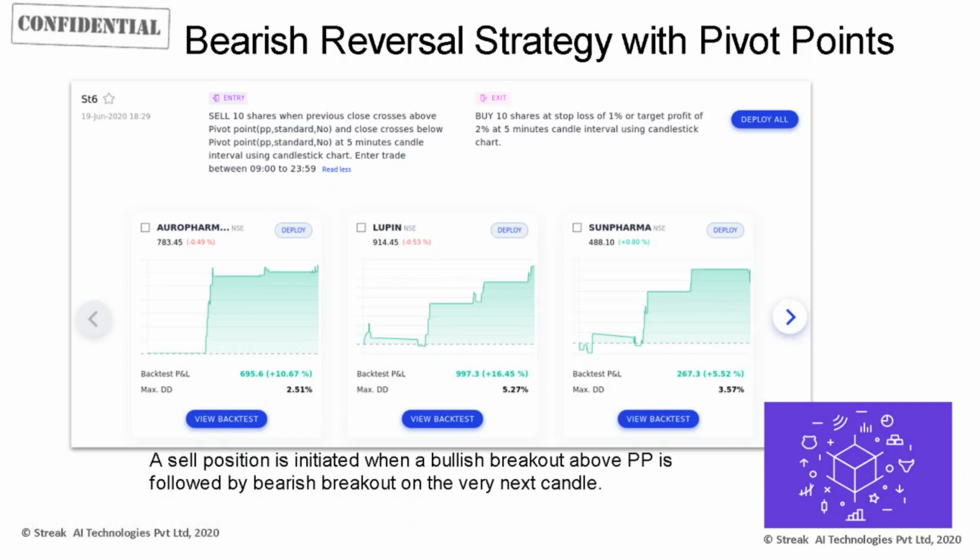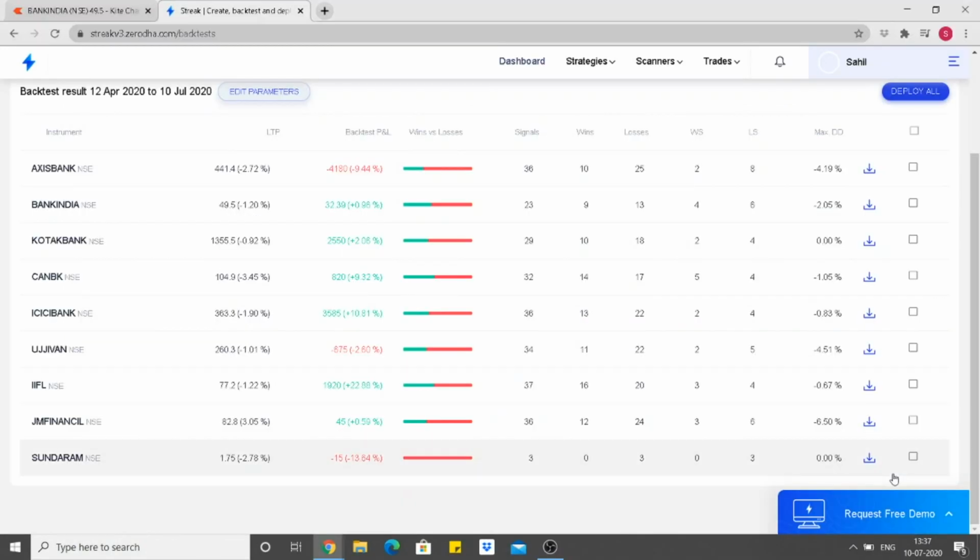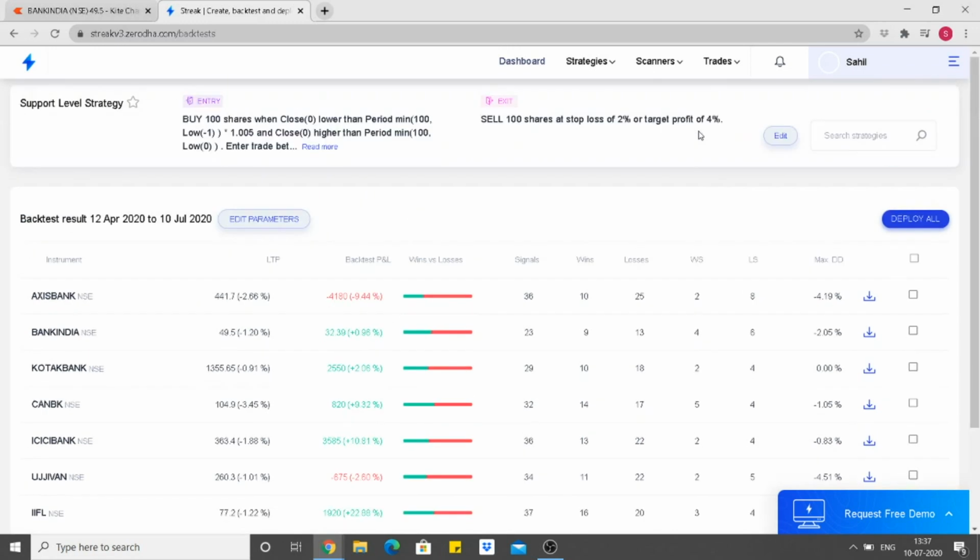So according to this strategy, a sell position is initiated when a candle breaks out above the main pivot point level, and immediately after that, the next candle breaks down below the pivot point level. Now, in this case, there are high chances of the price continuing downwards because a lot of people are already stuck in buy positions. So let's go ahead and create the strategy on Streak.